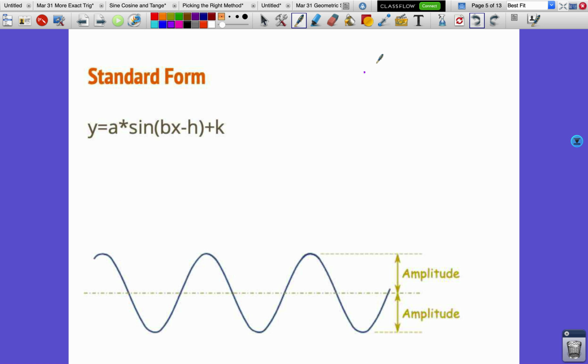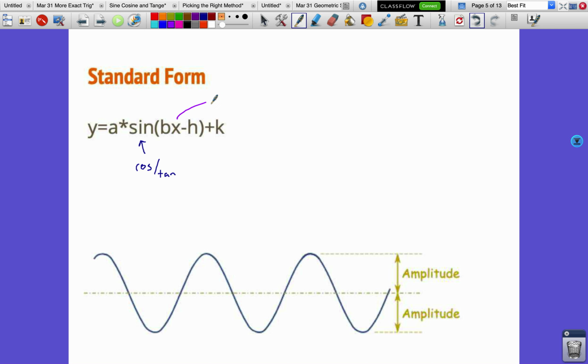All right. So if you haven't, get your notes out, put today's date, and copy down the standard form of a trig graph. Y equals a times sine of bx minus h plus k. Now, this would be the standard form of a sine wave. This could also be cosine or tangent there.